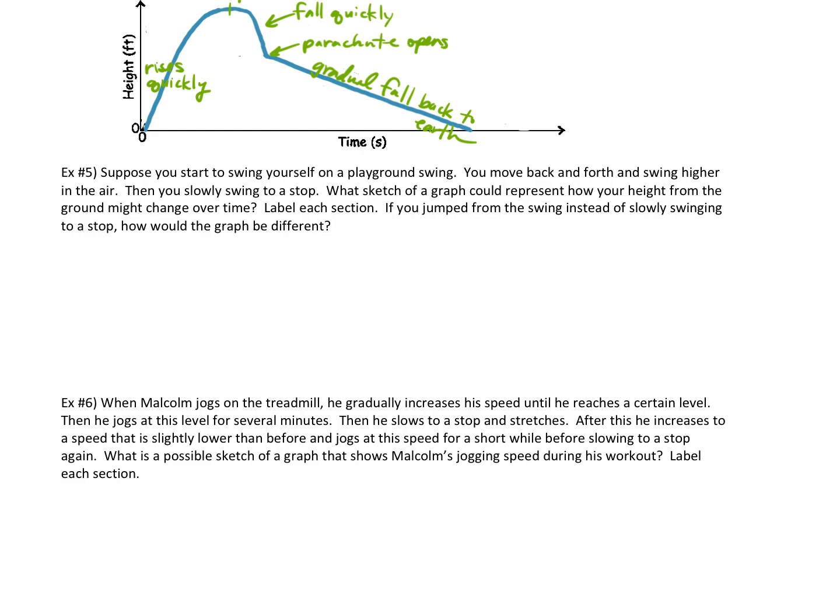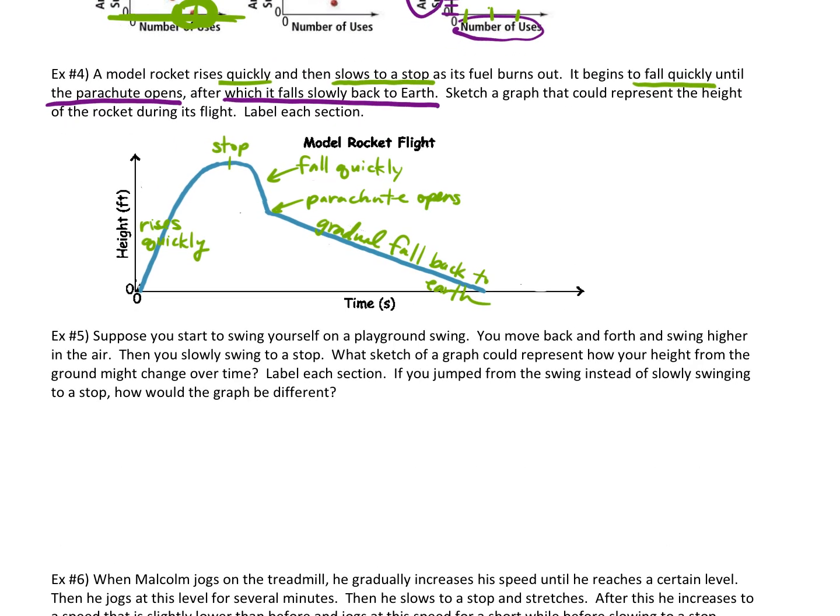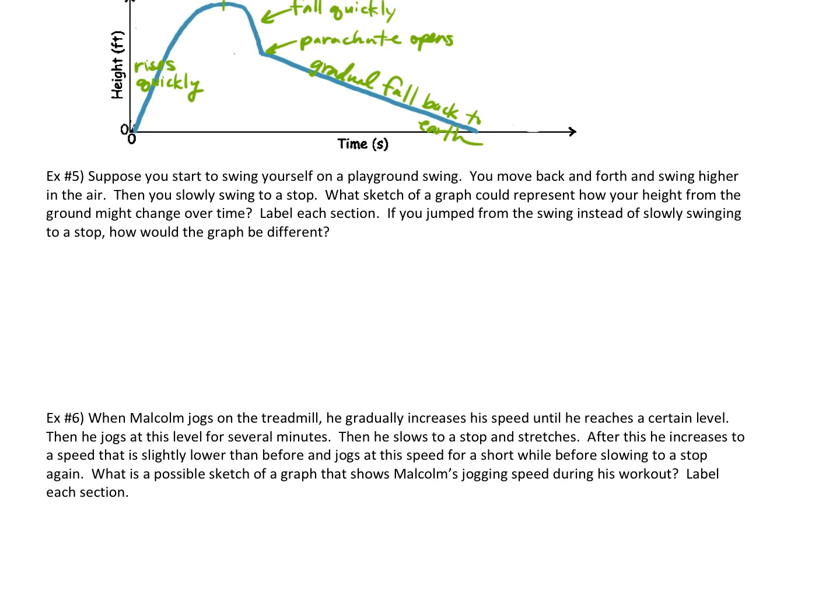Okay. Number 5. Are you good on this? Questions about that? Okay. Example 5. Suppose you start to swing yourself on a playground swing. You move back and forth and swing higher in the air. Then you slowly swing to a stop. Okay, so back and forth. What sketch of a graph could represent how your height from the ground might change over time? Label each section.